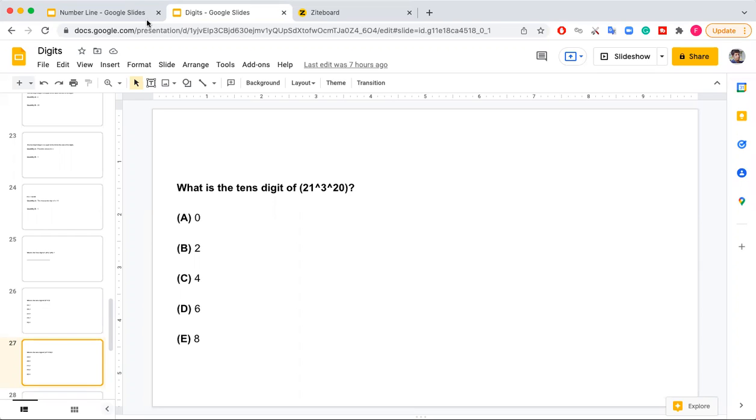Six. Yeah, D, 6. So what's the answer to this question? B or D? D. Someone says B as well. I think it is A, 0. Another answer. Anyone for C and E as well?